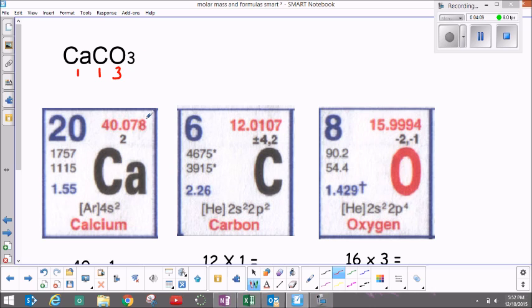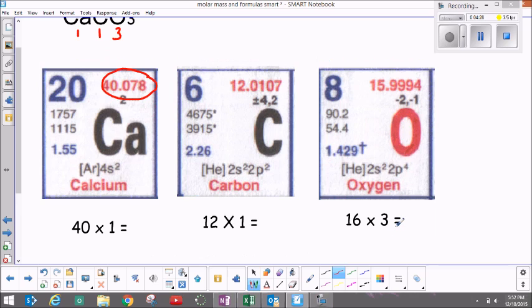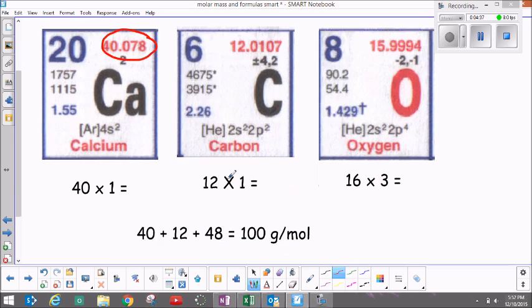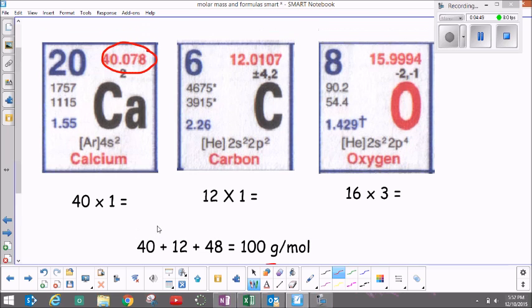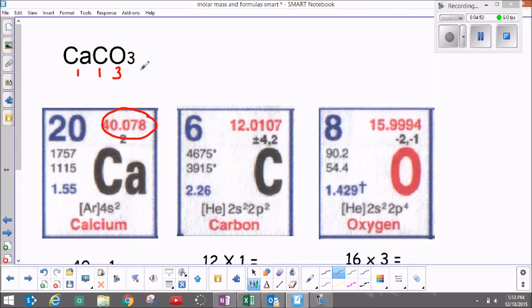So we go look on the periodic table for the mass of these substances, and we round them to the closest whole number. So 1 calcium is 40. 1 carbon is 12. And 3 oxygens is 16 times 3. So I've got 40, one of them. I've got 12, one of them. And I have 16, but I have 3 of them. So that's 40 plus 12 plus 48, which is 100. And the units on that are 100 grams per mole. So that's how you would determine the molar mass of calcium carbonate.